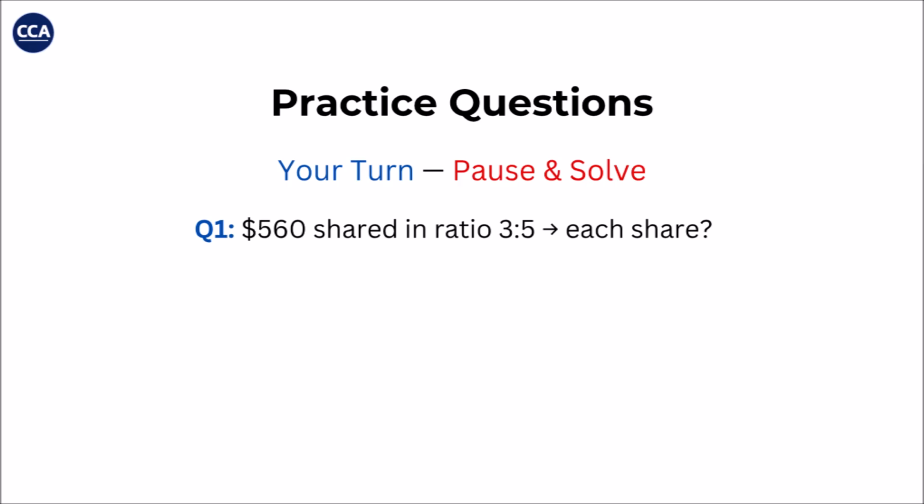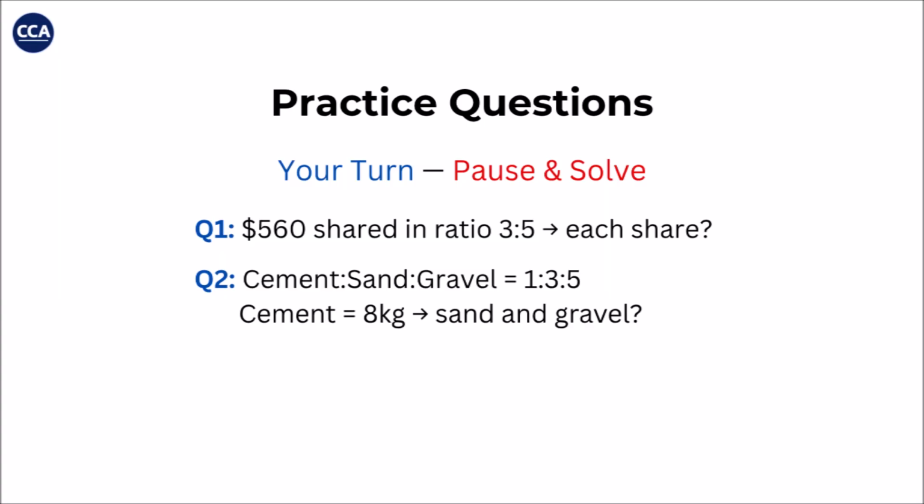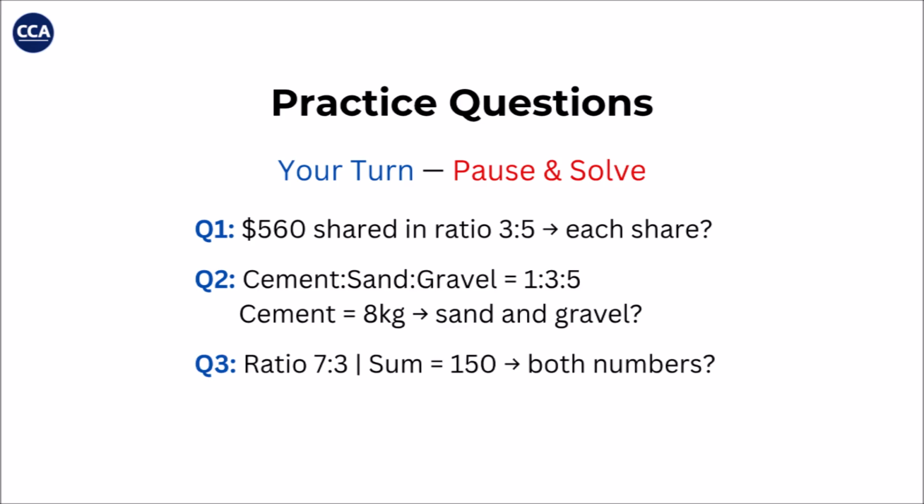Question 1. A prize of $560 is shared between 2 students in the ratio 3:5. How much does each student receive? Question 2. Cement, sand and gravel are mixed in the ratio 1:3:5 to make concrete. How much sand and gravel is needed if 8 kilograms of cement is used? Question 3. 2 numbers are in ratio 7:3. Their sum is 150. Find both numbers.